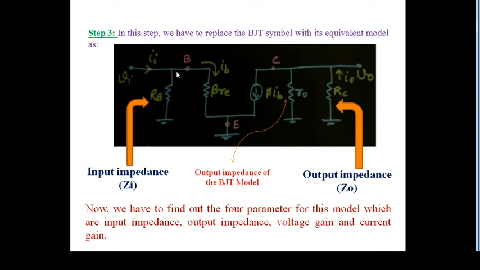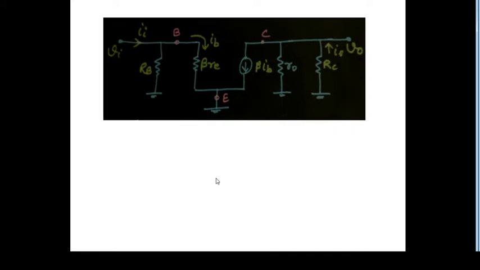Is it okay? This one, the first step, DC analysis, find out the IE value. After that we have to short circuit the capacitor for the AC analysis and ground the DC part. We have to remove the DC part and just replace the BJT transistor with this equivalent model. Okay, so clear. So again I am making the same diagram. After 2 or 3 times of practice it becomes easier.